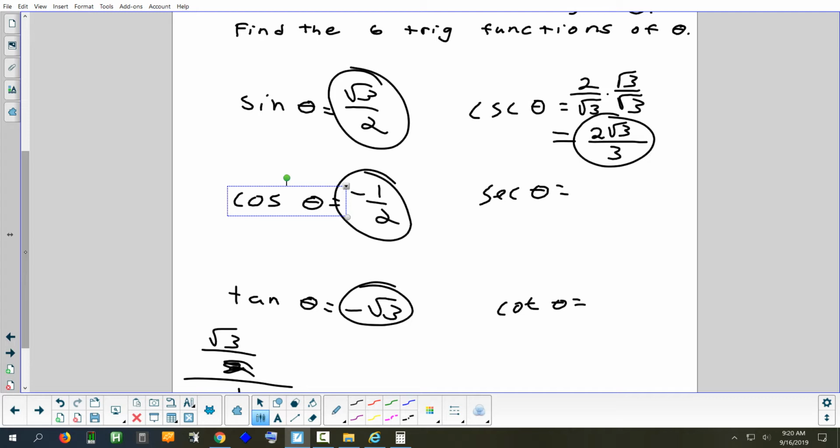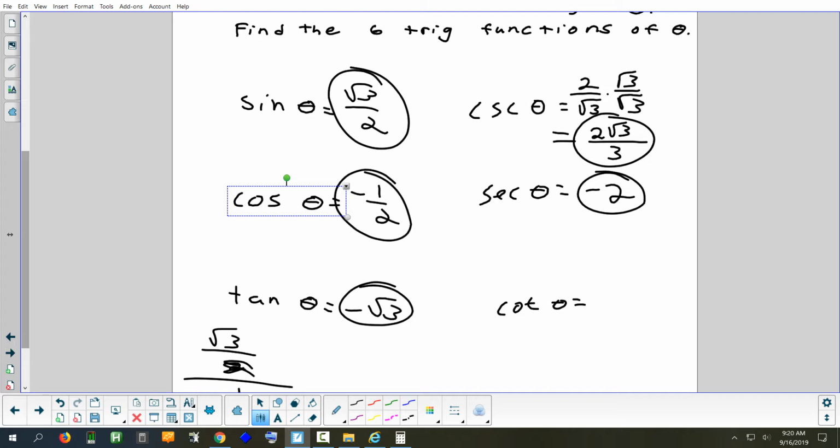How about the secant? Anyone think they could give me that one? There's no square root there, so that one's going to be a little quicker. Yeah, Anthony? Would it be negative 2 over 1? Yep. So you're going to flip it. It still stays negative. If you want to leave it as negative 2 over 1, you can, but you could just put negative 2.